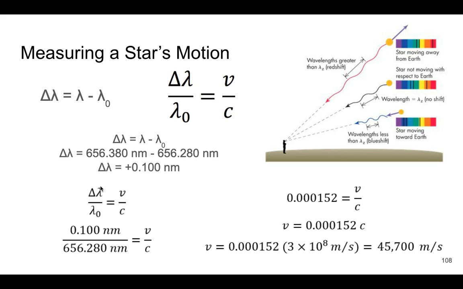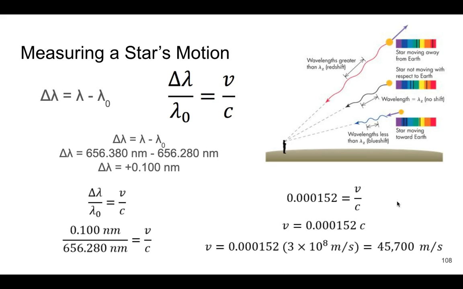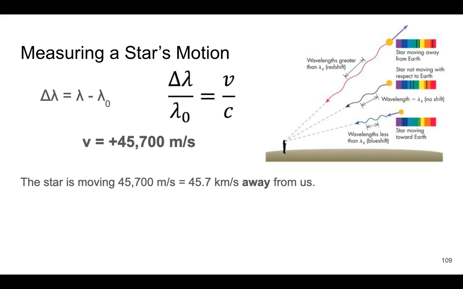You plug the difference into this formula, the change in wavelength over the wavelength you were expecting, then you compare it to the speed of light, you do the algebra, and you figure out this particular star is moving at 45,700 meters a second away from you. So, fast. That's almost 46 kilometers a second, but not close to the speed of light. So that's how that works.